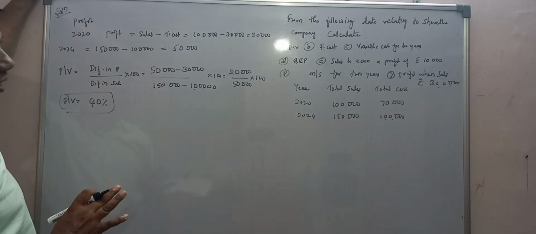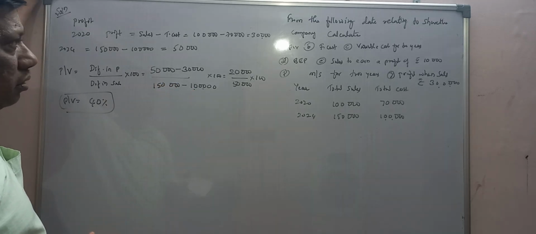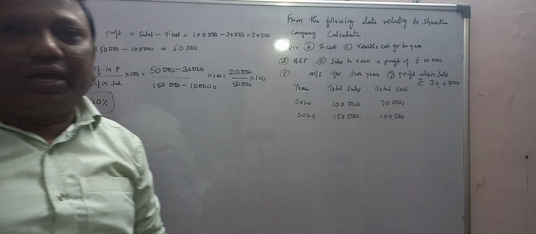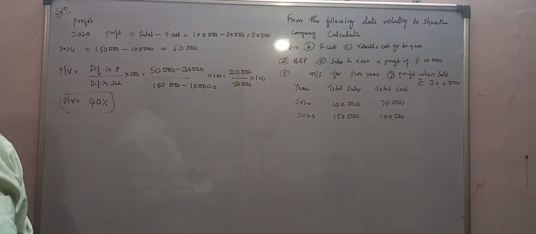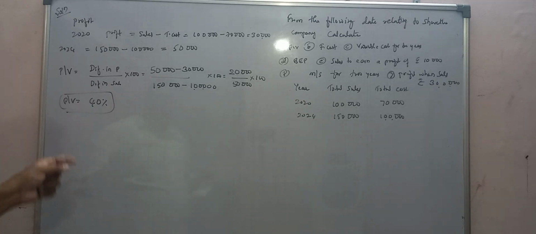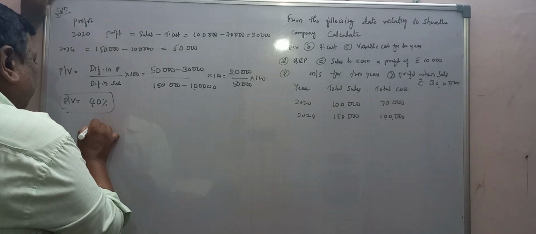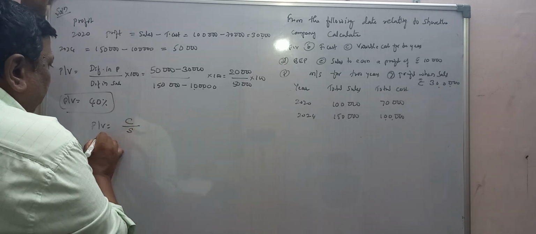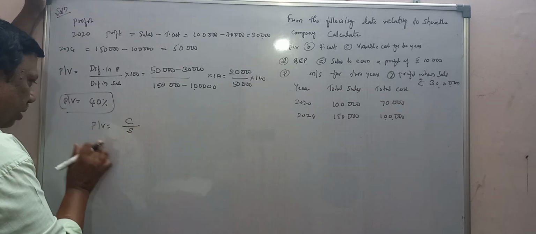So now we know PV. If you know PV, the remaining should be easy. To calculate fixed cost, see, we have the marginal cost statement. Marginal cost statement means sales minus variable is equal to contribution, right? Sales minus variable, that we know. Now we know PV, right? So PV, I am writing C by S, right? Sales also I know.